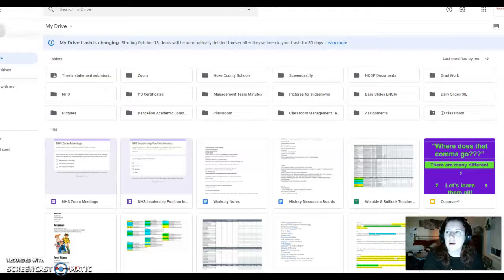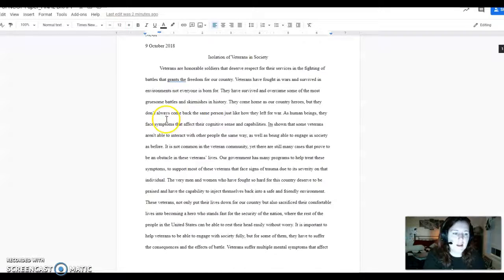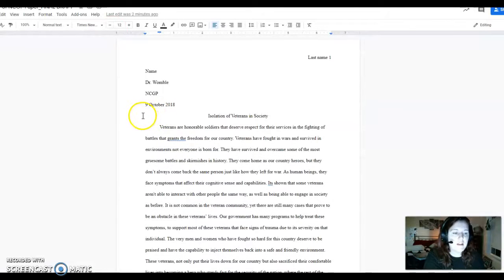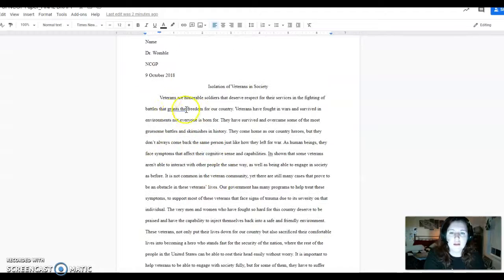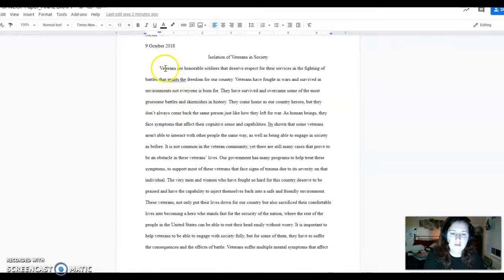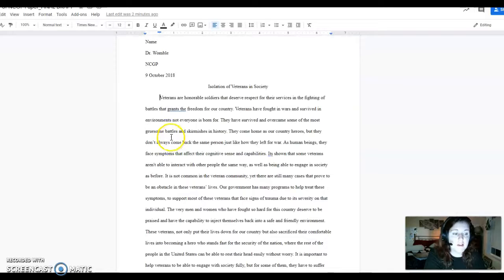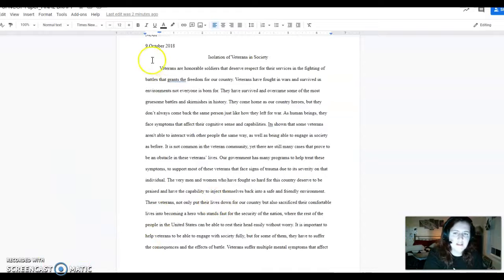I'm going to open up a document. The point of reverse outlining is really to identify the claims that you're making in this paper. So let's start by identifying these claims. I'm assuming, I haven't read this, that this is an introduction. We can see that we're setting up the paper with some background on what's going to be talked about, and it's veterans.